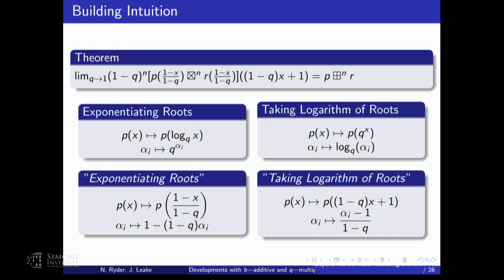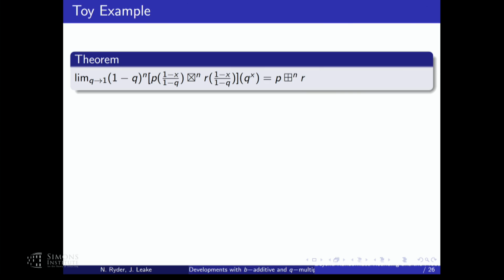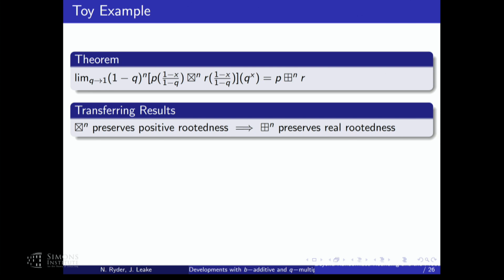And if you take q to the x and you do the same thing, this is your linear approximation. So in a way, we're taking linear approximations of these. Of course, this is not going to give us a true result for any q, but by limiting, it washes away what's happening. This is the intuition on how to connect the multiplicative to the additive. And I wanted to show you a really silly toy example to show how this could take results from the multiplicative realm and put them into the additive realm. So I'm going to take the result that the multiplicative convolution preserves positive rootedness, and I'm going to make that into a result that the additive convolution preserves real rootedness.